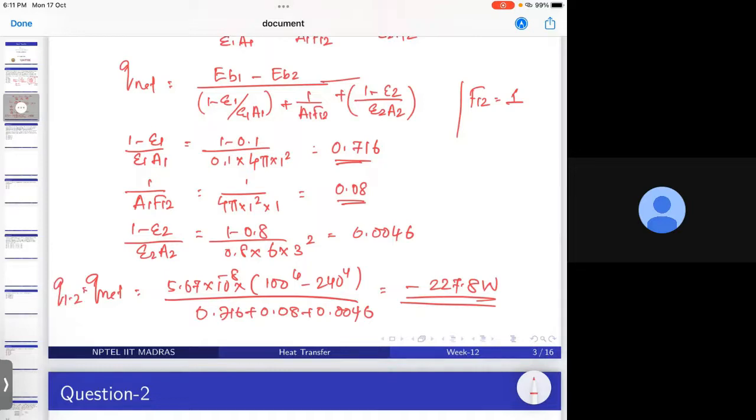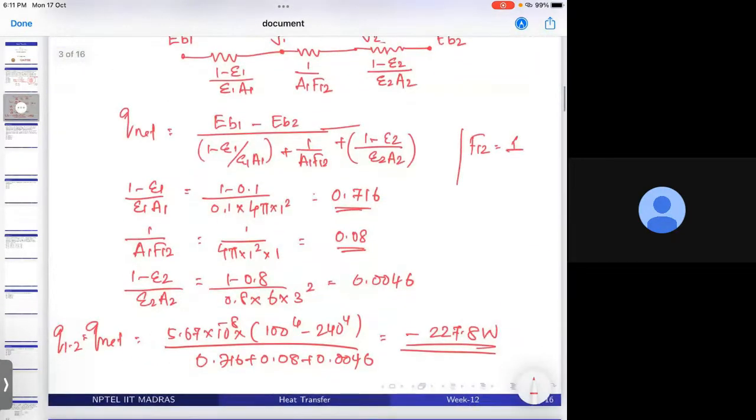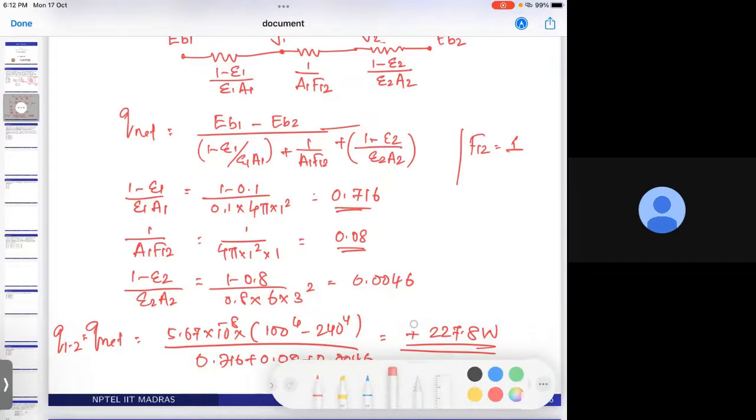The minus is showing that the heat is getting lost by the sphere. That is, sorry, the heat is getting gained by the sphere. This will be positive. Okay. So I hope this was clear.